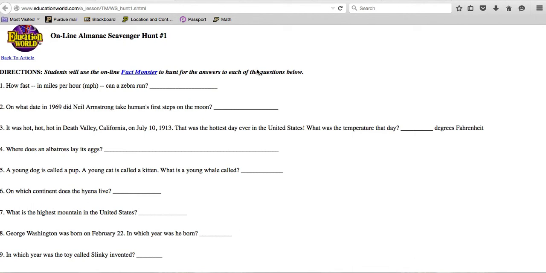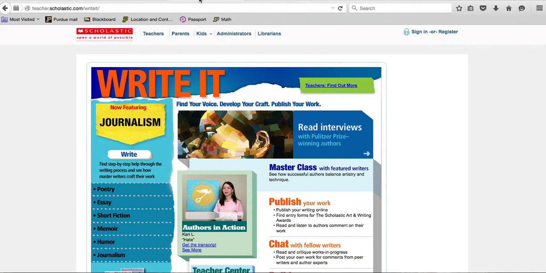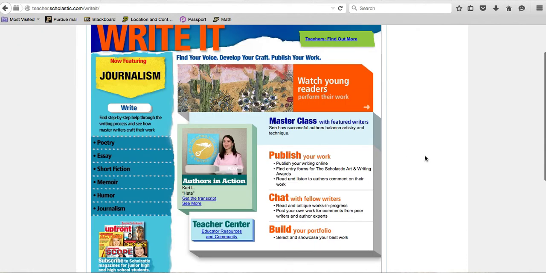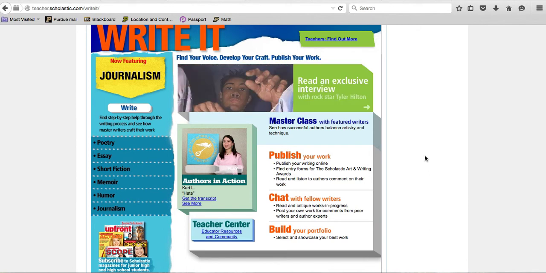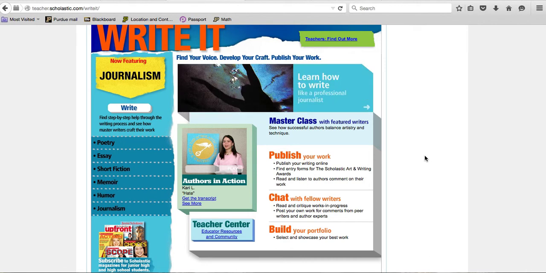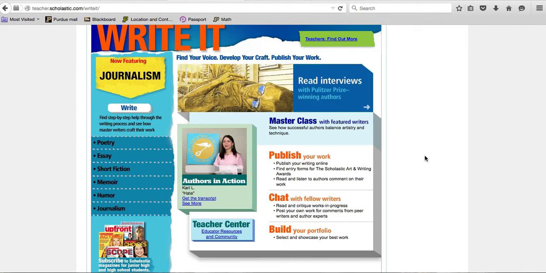So, things that we can do to target these skills. An example for creativity is I found this website called Write It. It's a Scholastic website. You can publish your work, you can chat with fellow writers, you can look at different work that people have made. It's very neat. It has a lot of different skills integrated into this one. There are so many other resources out there.